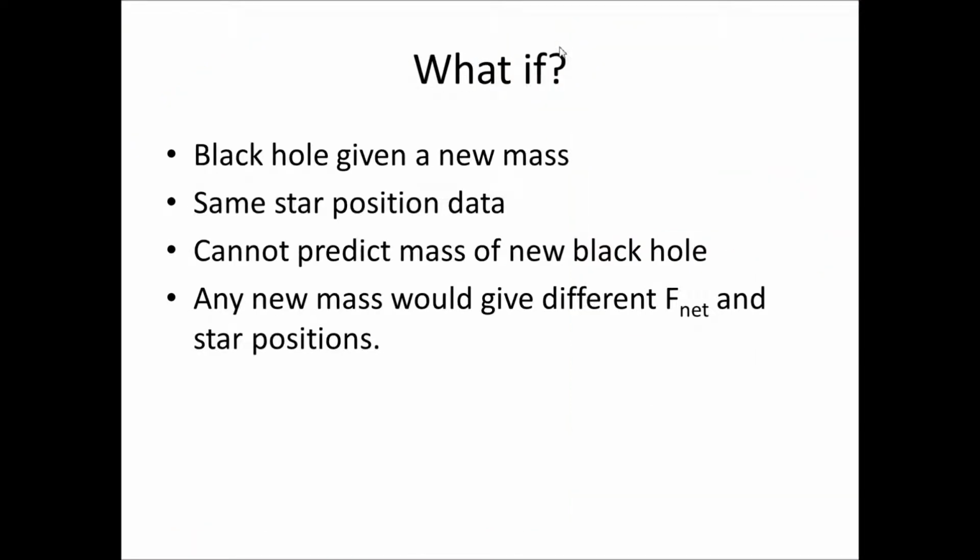Finally, we will address the lab's what-if question. If we replace the black hole with a black hole of a different mass in the same location without changing the star's motion, would we be able to find the new black hole's mass? The answer is no. No other mass would fit the data. With the position data we have, we can only calculate the net force and the mass of the original black hole. No mass other than the original mass would exhibit the same gravitational force or net force, or cause the same pattern of motion and change in the momentum of the star.